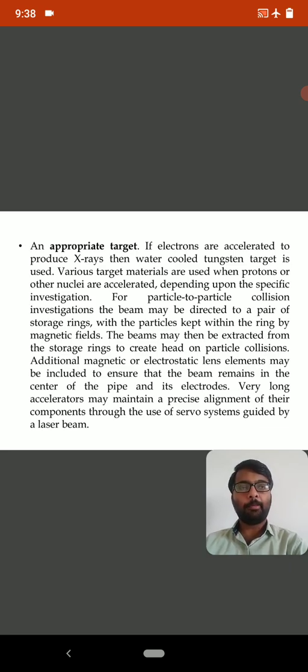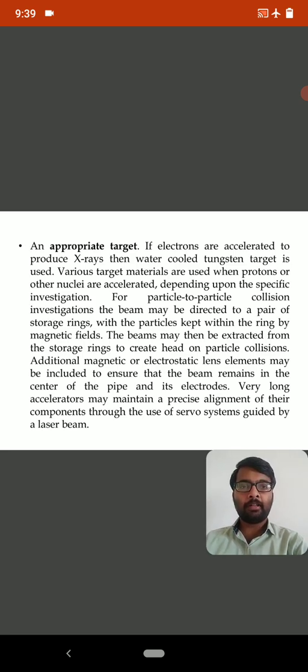So again, depending upon the experimental requirements, the electrons or the different ions which are accelerated in that accelerating column will be focused onto different targets to generate different types of radiations. Suppose we are accelerating the electrons in the accelerating column, then those electrons can be used for the generation of X-rays. So if electrons are accelerated to produce X-rays, then those electrons are made to be incident on a certain target.